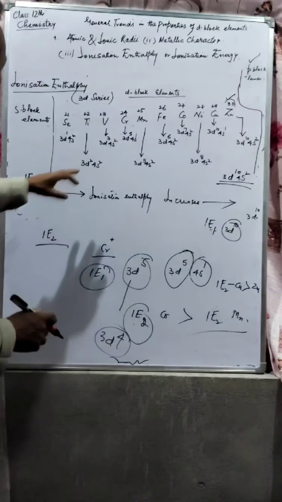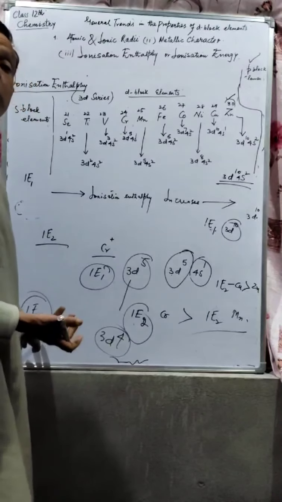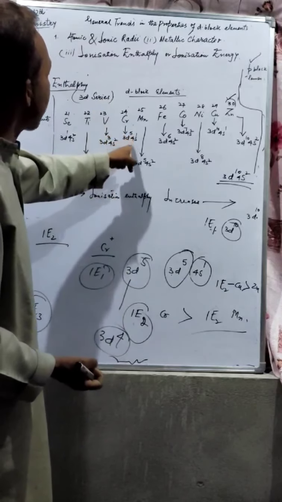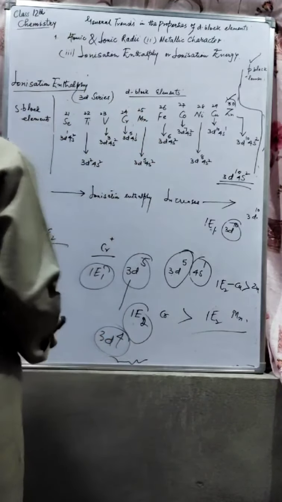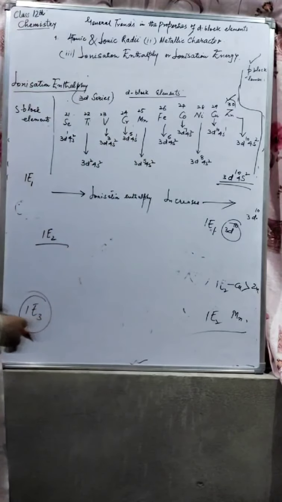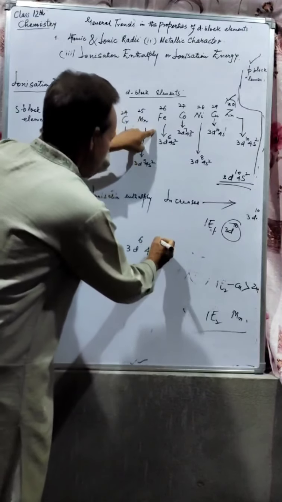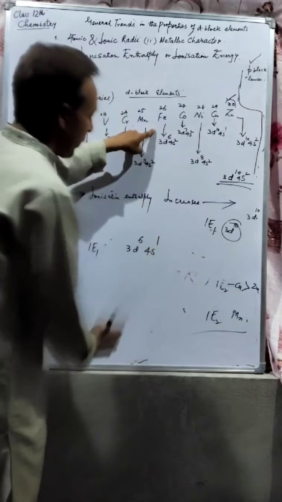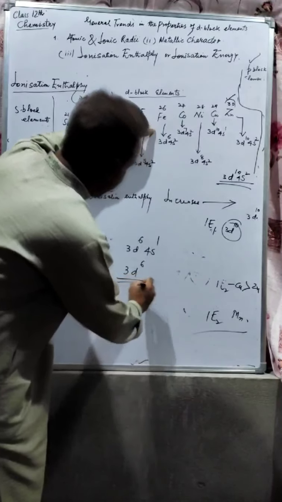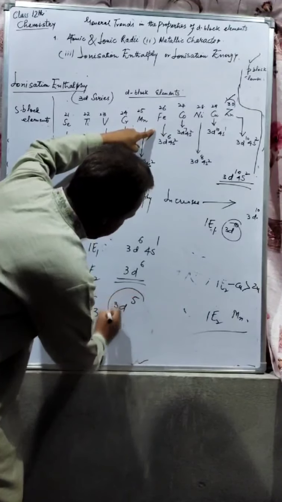Now if we take I3, for the ionization enthalpy we have to remove the third electron. So how will you remove the third electron? We take chromium, manganese, and suppose we now take iron. For iron, the configuration will be 3d6 4s2. In I first, the configuration is 3d6 4s1. In I second, the configuration is 3d6. And in I three, the configuration will be 3d5.